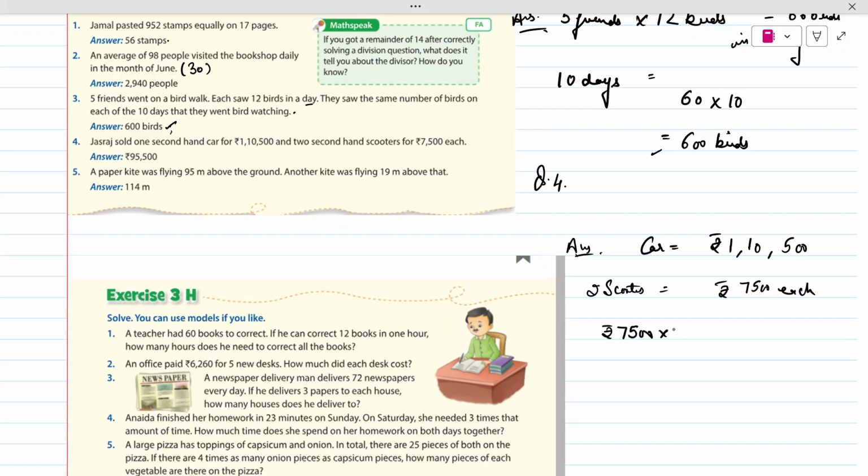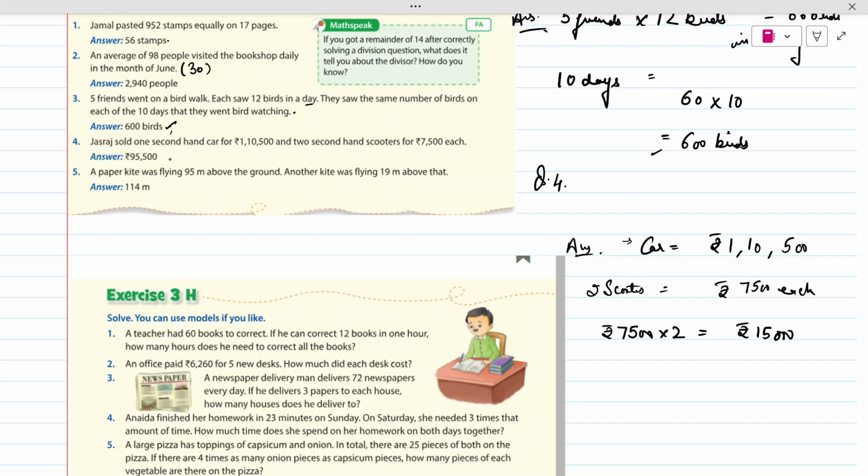So kids, if we try to find out the combined cost of 2 scooters, it will be rupees 7,500 multiplied with 2, which is rupees 15,000. Okay, this is the selling amount of the two scooters. This is the selling amount of the car.